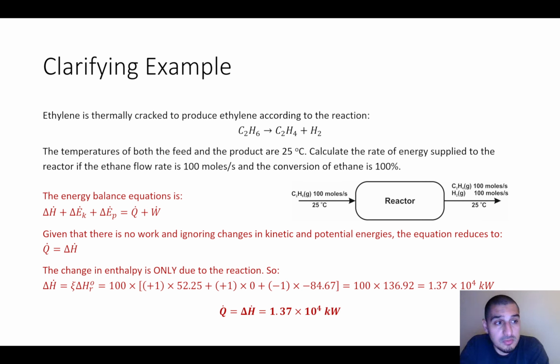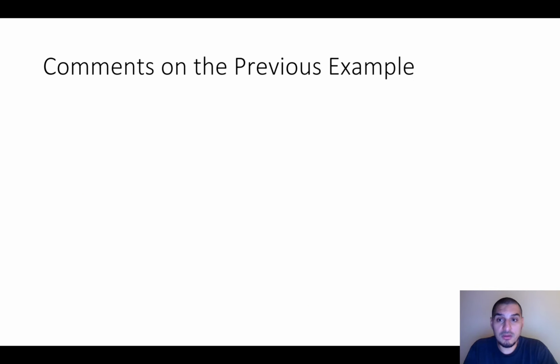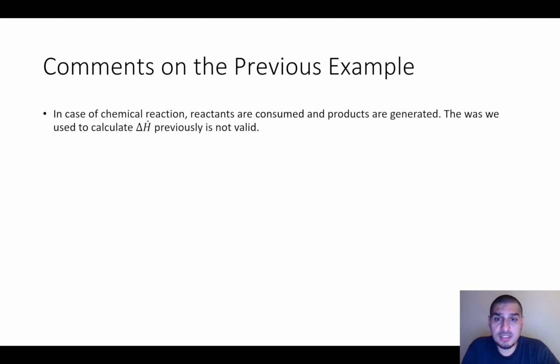We are saying that this is thermal cracking. So thermal cracking is a reaction that requires heat, so this will have a positive Q, which is heat supplied to the system. So this is a very good example to start with, and there are some points that I want to comment on about this example. The first is that the way we calculated the change in enthalpy is not the same way that we used to do in non-reactive systems.